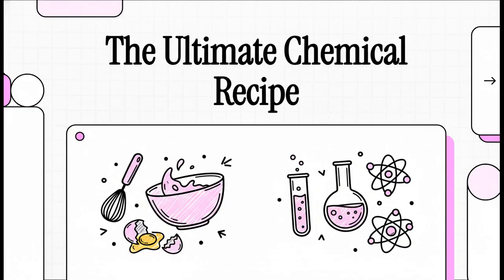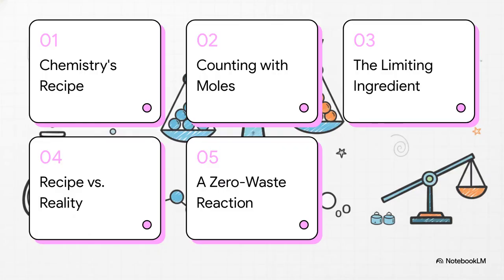All right, so here's what's on the menu today. First, we're going to see how a reaction is basically just a recipe. Then we'll get into how chemists count their ingredients, which is trickier than it sounds. After that, we'll figure out what happens when you run out of something. Then we'll compare the recipe to what you actually get. And finally, we'll explore the incredible idea of a perfect zero-waste reaction.